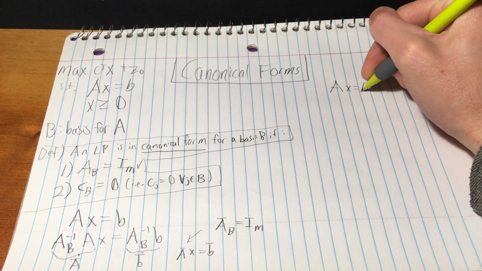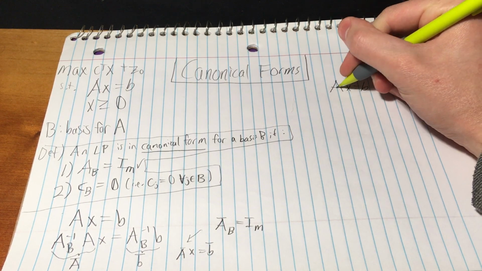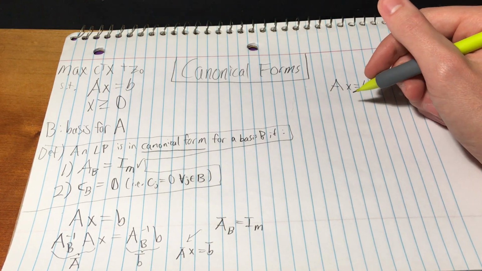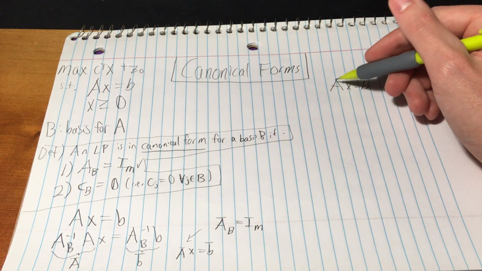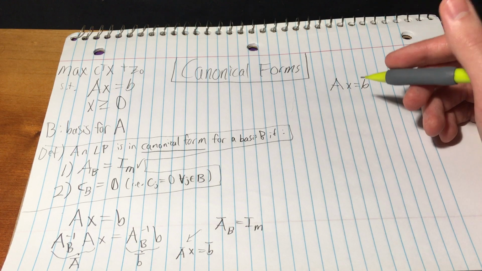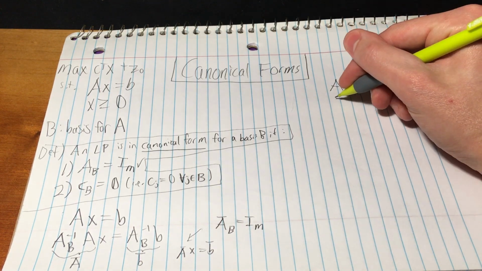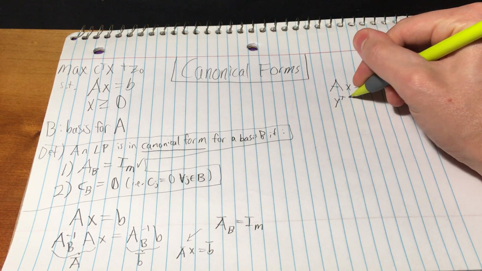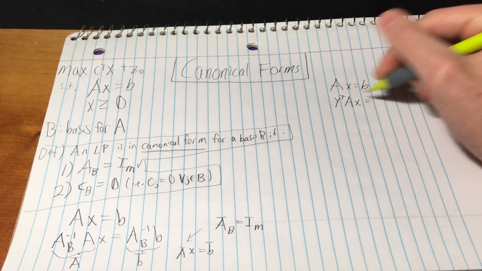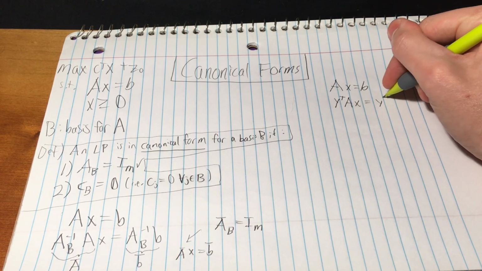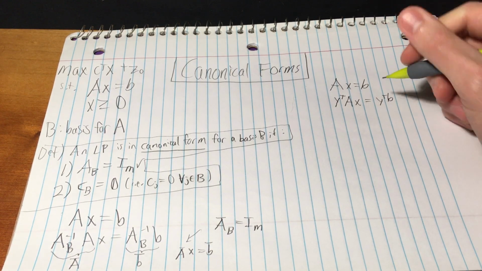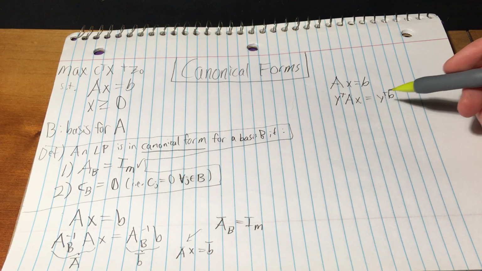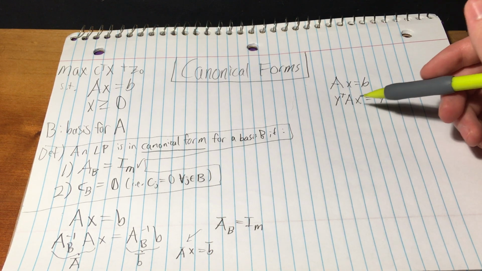So we're going to start with the system of equations Ax equals b again, the original system. And we're going to take a linear combination of the rows of the matrix A, and we'll call that linear combination y. So we'll call this y transpose times A times x. And then what we do to the left-hand side, we do to the right-hand side. So y transpose times b on the right-hand side.